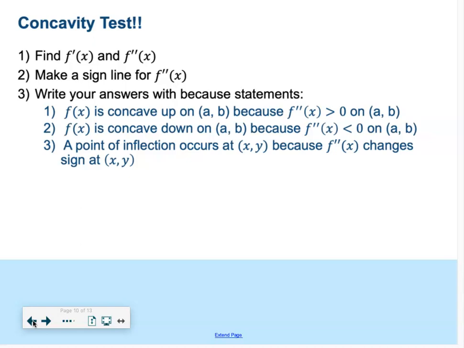Yes, Jennifer. So the third statement: a point of inflection occurs because f double prime changes sign. Yeah, don't say positive to negative or negative to positive. Just say changes sign. For a relative max, you have to change from positive to negative. There's no way around it, right? But for a point of inflection, it doesn't matter which way you change as long as you change.